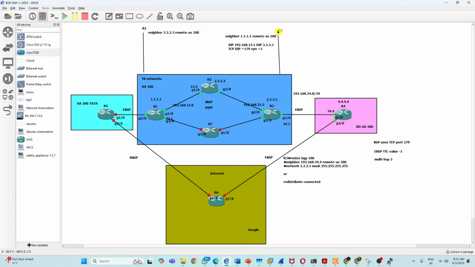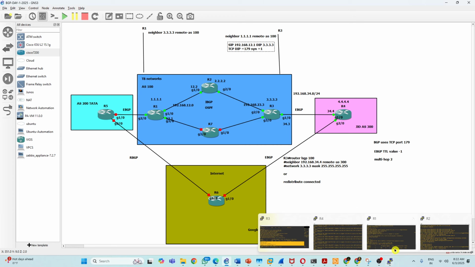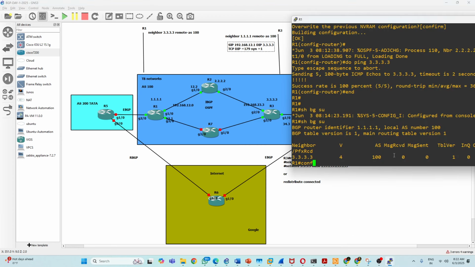So in R3, what is your configuration? Neighbor 1.1.1.1. So R3 is expecting a TCP SYN packet from 1.1.1.1, but you're getting a SYN packet from 12.1. Are you getting my point? So you're not getting a TCP SYN packet from 1.1.1.1; you're getting a TCP SYN packet from 12.1. So this is the mismatch. So what do you need to do on R1?